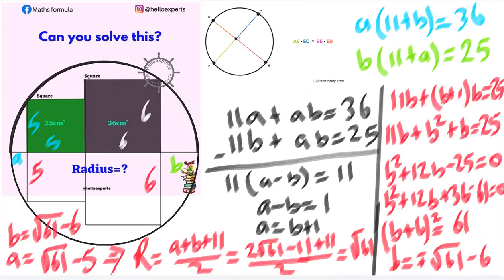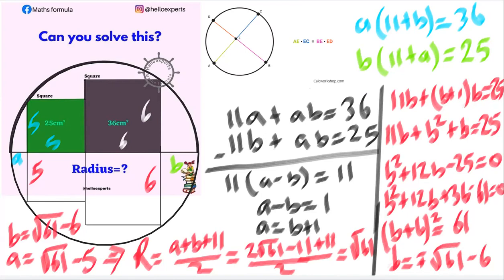Now from here, we cannot take the negative one, because then b will be negative, but b is a length, so b cannot be negative. We will choose the positive one, which is square root 61 minus 6. So this is b, and a will be 1 more than b. So if we add plus 1, it will be negative 5. So a equals root 61 minus 5.